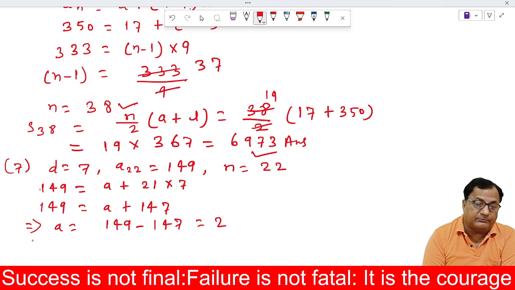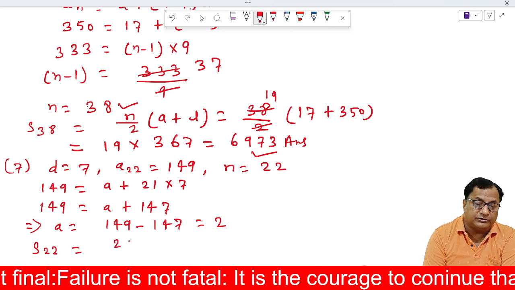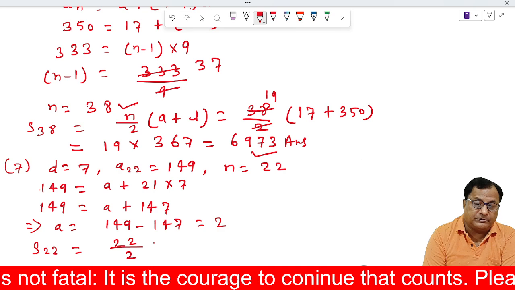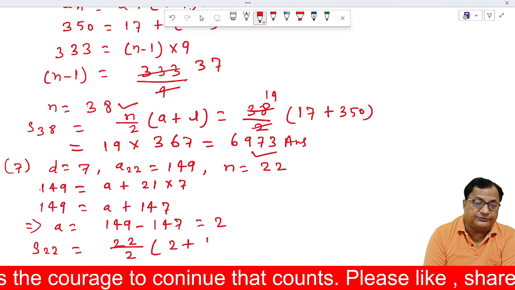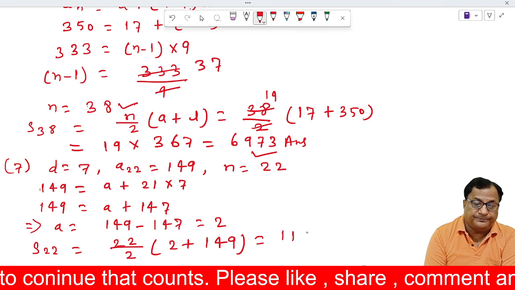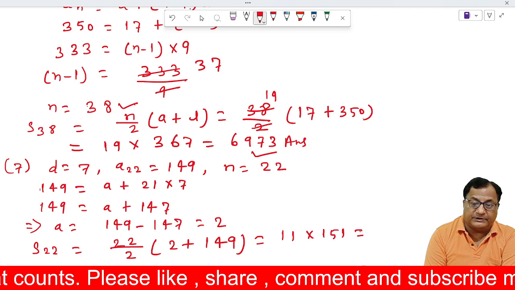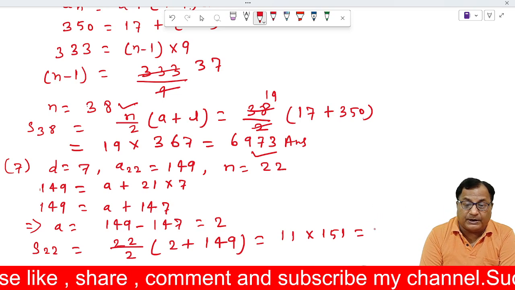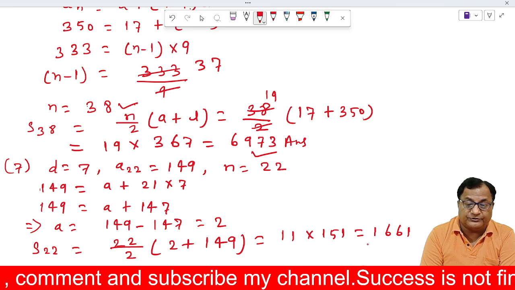Now we will use the formula: S22 is equal to 22 by 2 into (a plus l). l is 149. This will be 11 into 151. If you multiply this, we will get 1661. This is the answer.